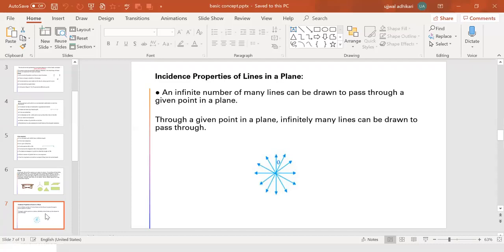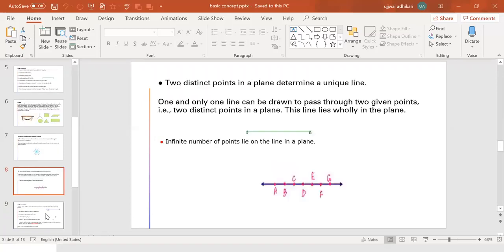There may form different conditions, there may form different shapes, and now we are going to discuss this one. Two distinct points in a plane determine a unique line. One and only one line can be drawn to pass through the given points. That is, for two distinct points in a plane, this line lies wholly in the plane.